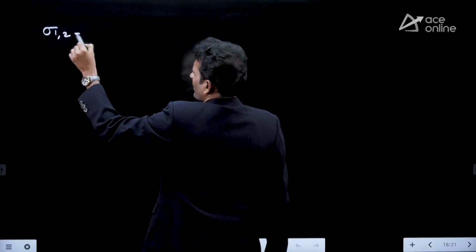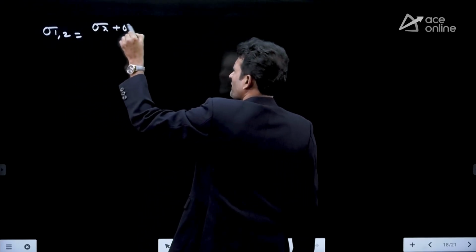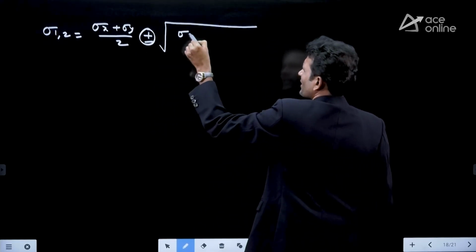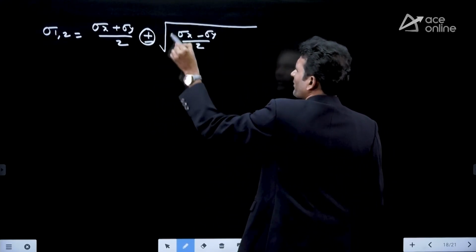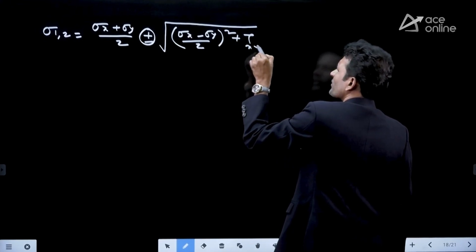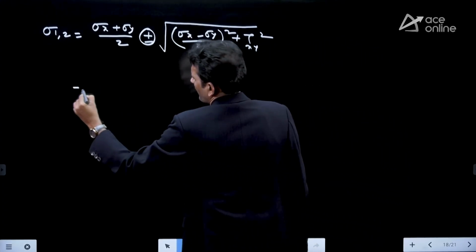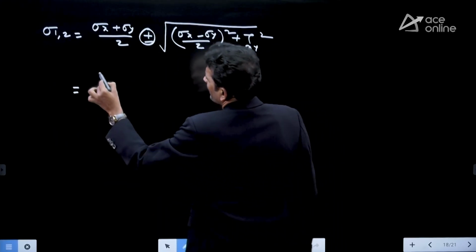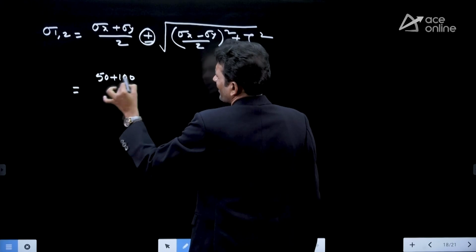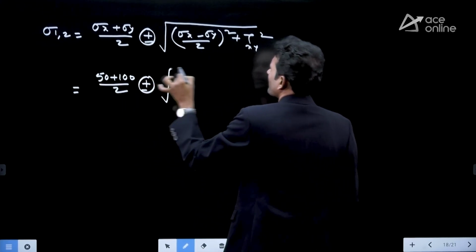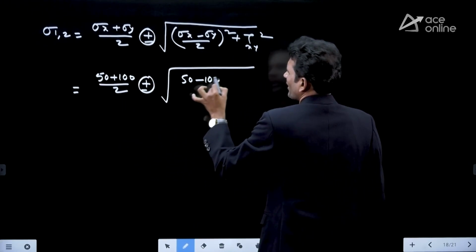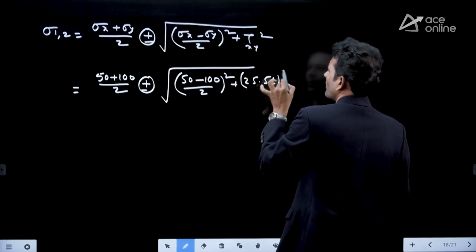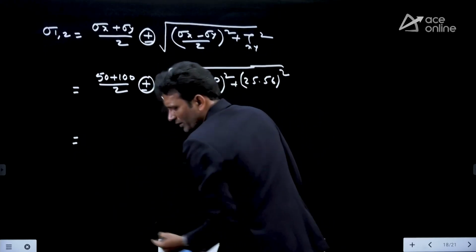Sigma 1 and 2 directly you can find out. First write down the formula. Sigma x plus sigma y divided by 2 plus or minus root over sigma x minus sigma y divided by 2 whole square plus tau xy square. Now, sigma x value how much we are having? 50, na? Yes. 50 plus 100 divided by 2 plus or minus 50 minus 100 divided by 2 whole square plus 25.56 whole square. After simplifying, what is the value we are having?